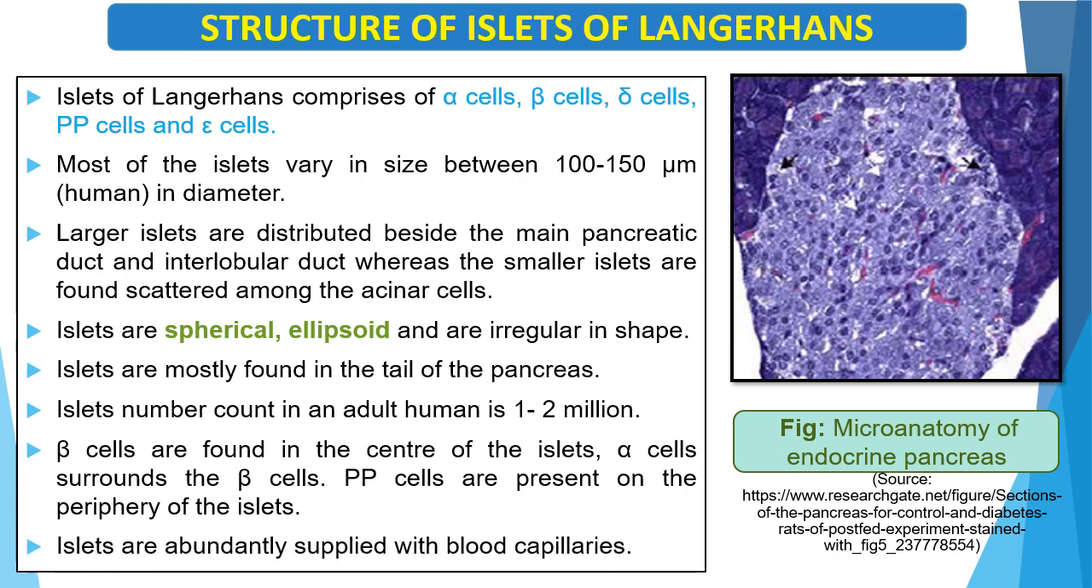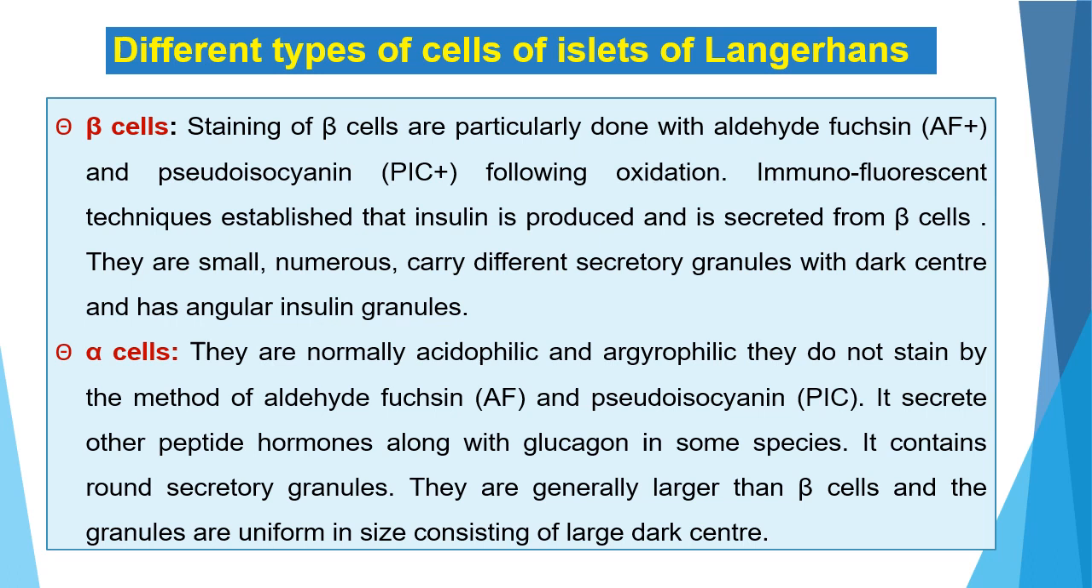Islets are abundantly supplied with blood capillaries so as to secrete various hormones directly into the bloodstream. Now, let me discuss the different types of cells of islets of Langerhans. Beta cells. Staining of beta cells is particularly done with aldehyde fuchsin and pseudoisocyanine, followed by oxidation. Immunofluorescent techniques establish that insulin is produced and secreted from the beta cells of pancreas. Beta cells are small, numerous, and carry different secretory granules with dark center and angular insulin granules.